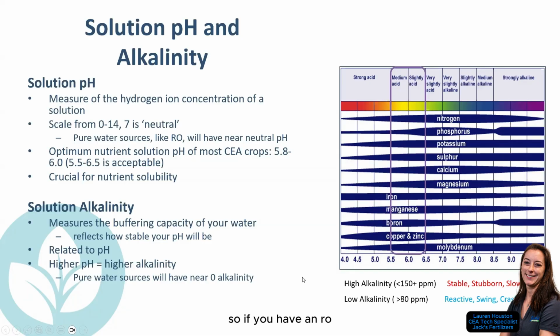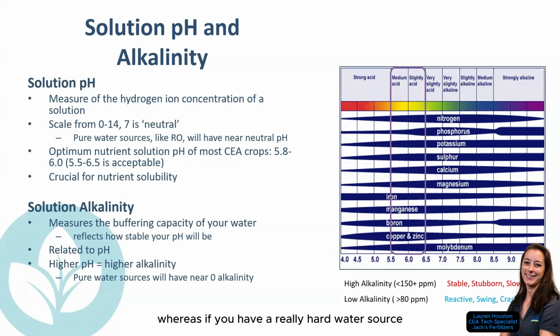So if you have an RO water source with very low alkalinity, that's a great start. You can really change the pH to be whatever you want it to be, but know that it's also going to change on its own pretty significantly. So it's going to take a lot more management over time.